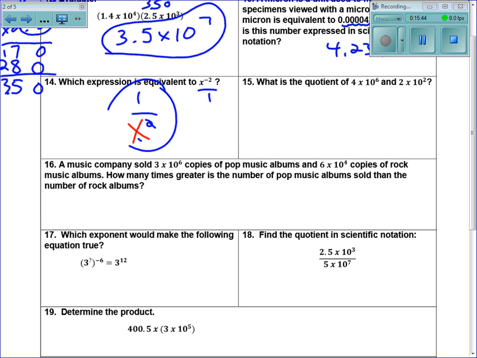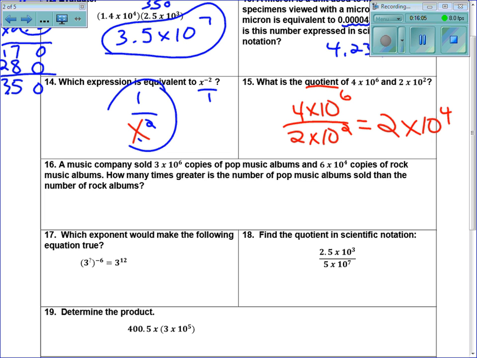What is the quotient? Quotient means division. 4 times 10 to the 6, divided by 2 times 10 to the second. 4 divided by 2, divided by coefficients is 2. Subtract the exponents, times 10 to the 4th, and we're done. Super easy, super straightforward. Hopefully you guys can do that really quick, because that'll save you time with other questions.